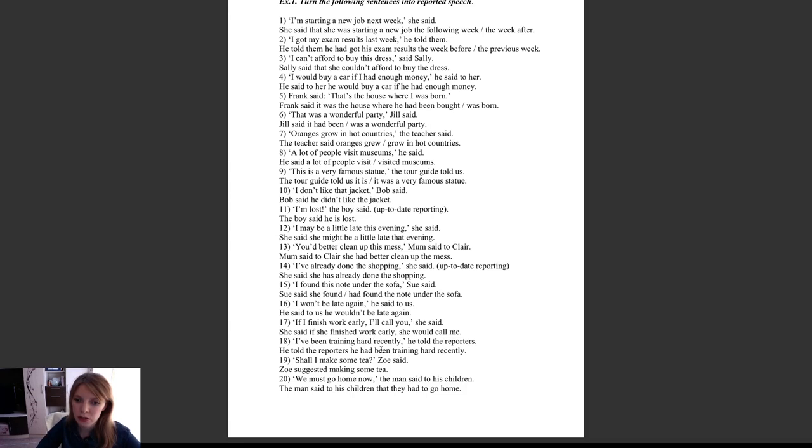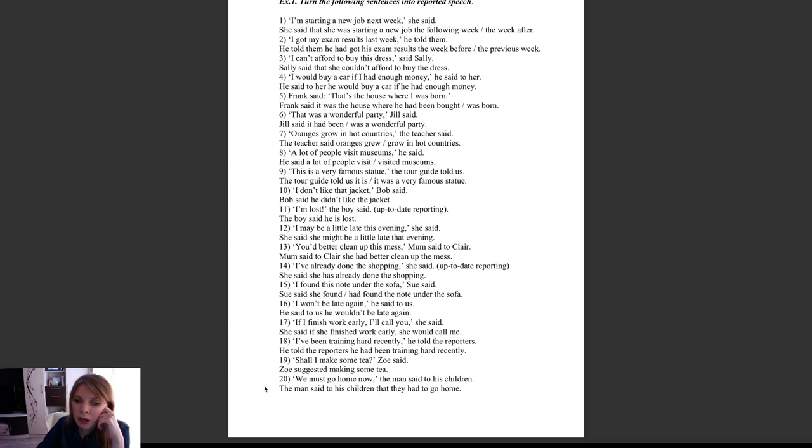Number 19. "Shall I make some tea?" Zoe said. Zoe suggested making some tea. So here you can completely transform the sentence and use another verb. You can use the verb to suggest and the gerund form after it. I will explain to you such type of sentences a little bit later.